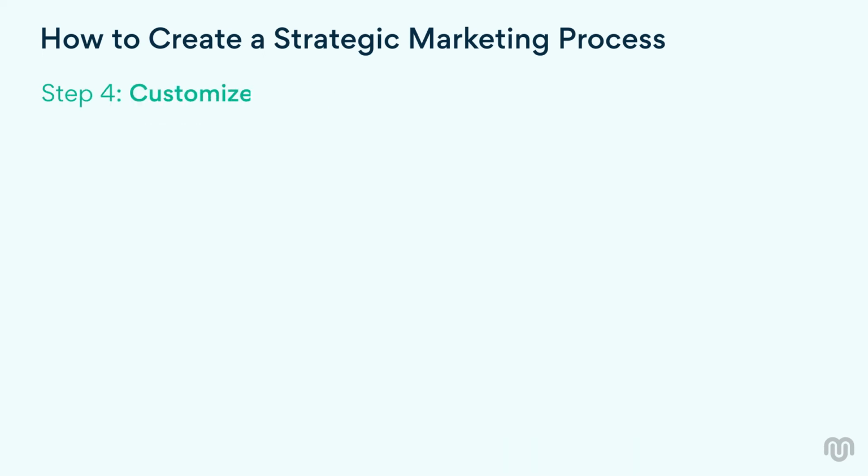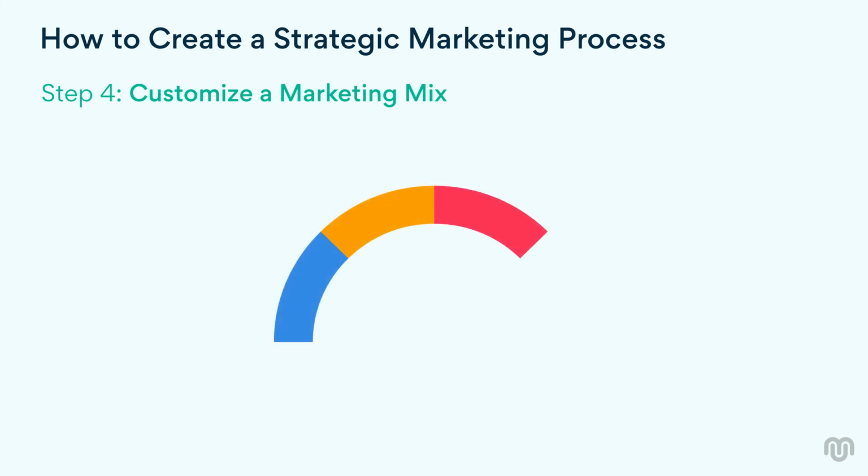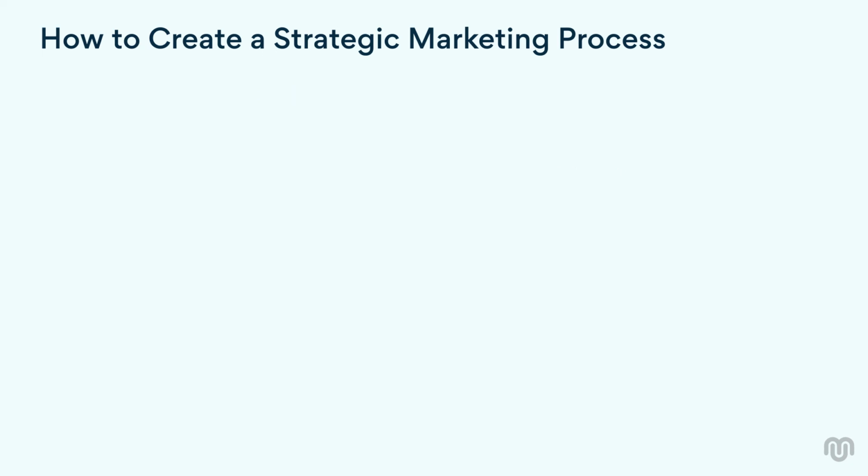Step 4. Customize a marketing mix. This is a commonly used marketing strategy tool which involves 4 main tactics called the 4 Ps, which are product, price, promotion, and place.